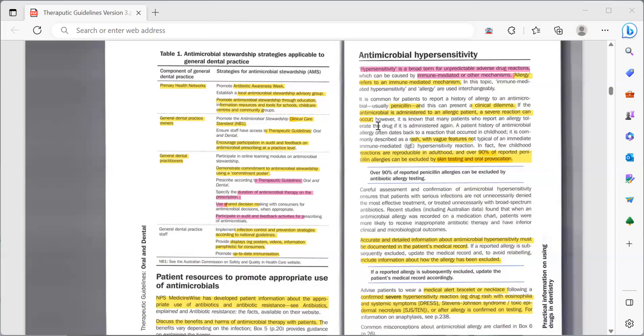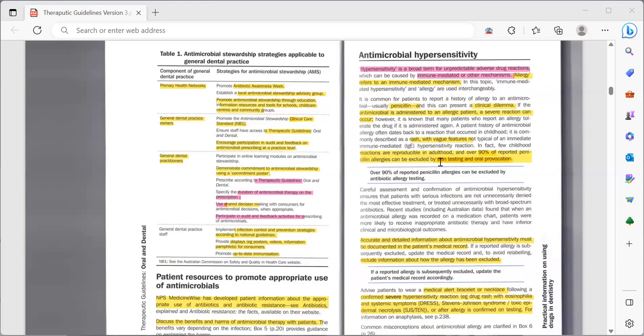A patient's history of antimicrobial allergy often raises questions. Whenever you ask a patient, are you allergic to any medication or penicillin, they would say yes. If you ask what actually happened, they would generally describe a rash with vague features while they were younger. This is the common feature they describe, but it could be a drug-viral interaction that leads to these rashes. In fact, few childhood reactions persist into adulthood, and over 90% of reported penicillin allergy can be excluded.